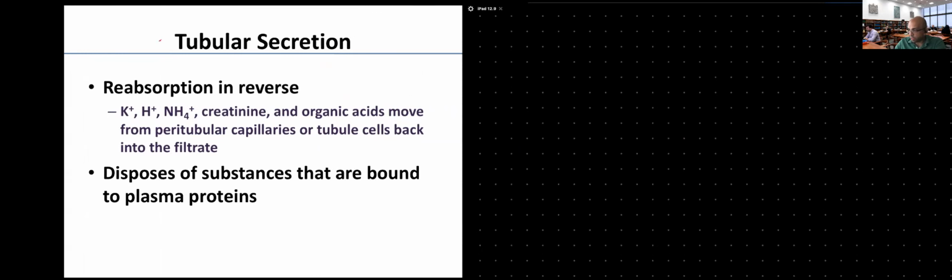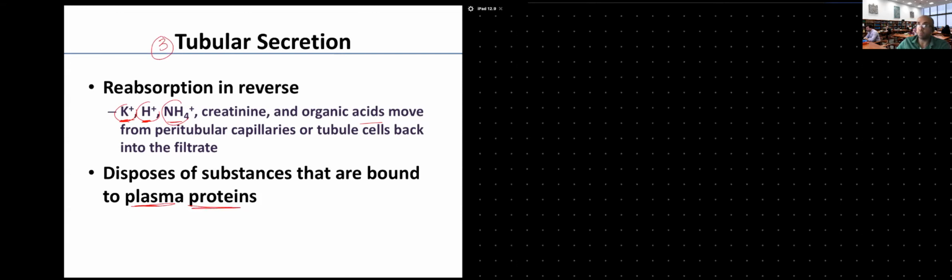Moving on to our last step in the urine formation, which is going to be the tubular secretion. Tubular secretion is simply the reverse of the reabsorption. Those ions are the ones that we're going to be mainly concerned with secreting, like the potassium, hydrogen or protons, creatinine, organic acids, substances that are bound to plasma proteins.